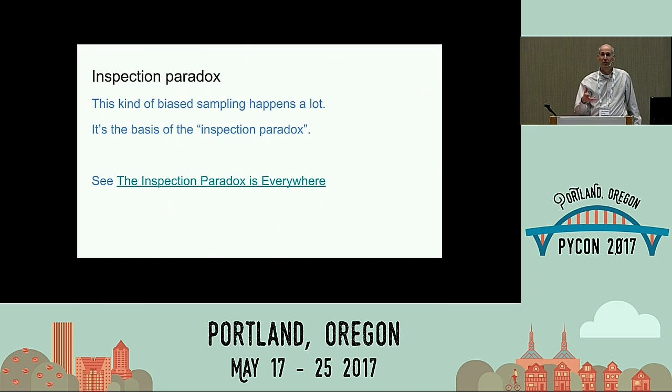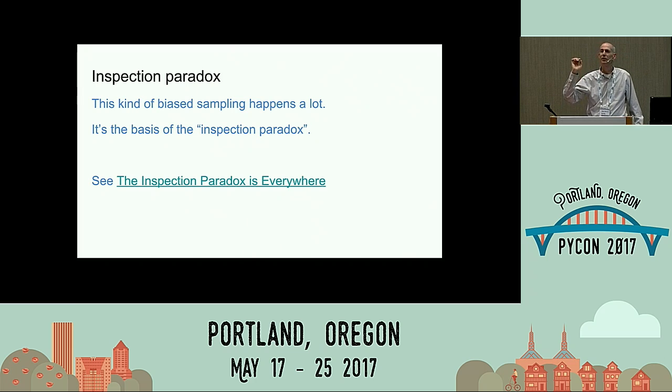So this pattern of over-representing people in proportion to their degree is an example of the inspection paradox. And this comes up all the time. There's an article here that I wrote a number of years ago that's just a list of all the places where this phenomenon happens. It happens in social networks. It happens in class size.